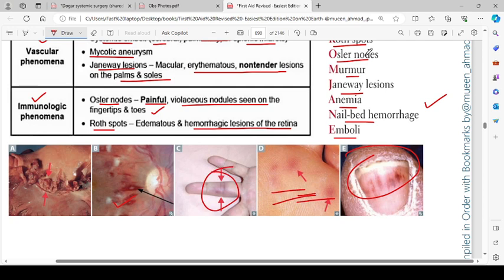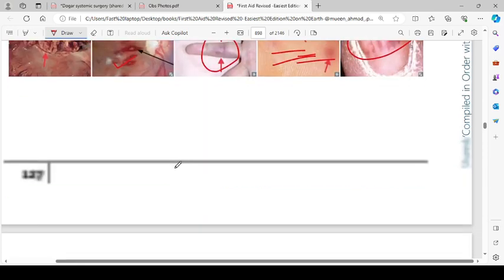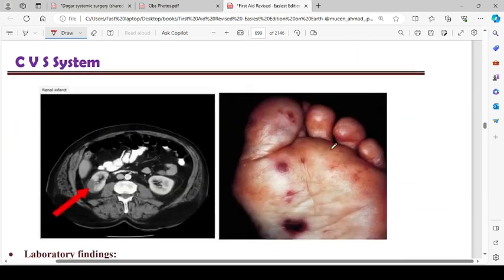Osler nodes: O is for ouch, and O is for Osler nodes. So they are painful. Osler nodes are thought to be caused by a localized immunologic mediated response, while JNV lesions are thought to be caused by septic microemboli. And Osler nodes are on the tip of the fingers and toes, and they are also painful. Got it. Then the next thing, these are the Osler nodes, to be specific.